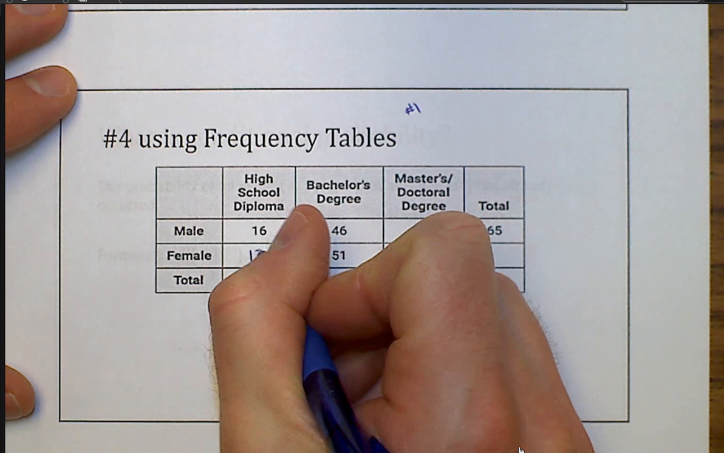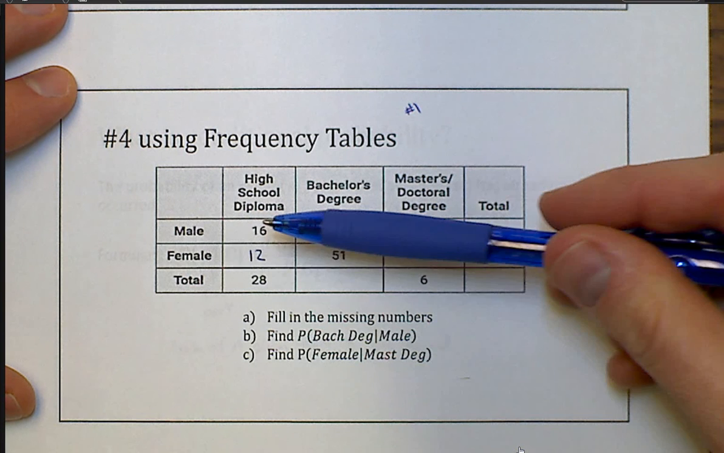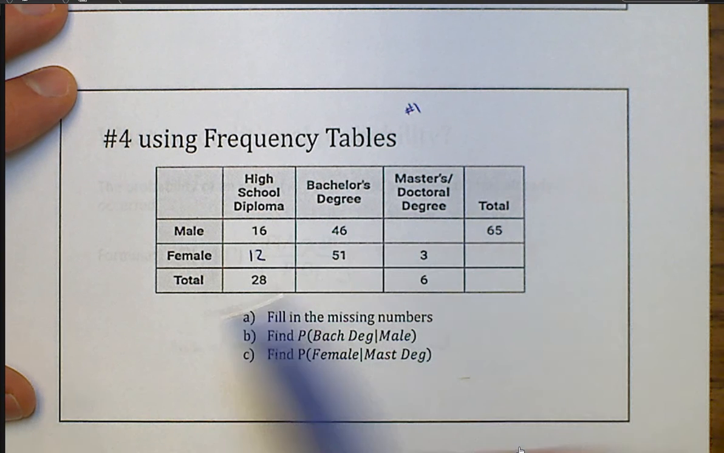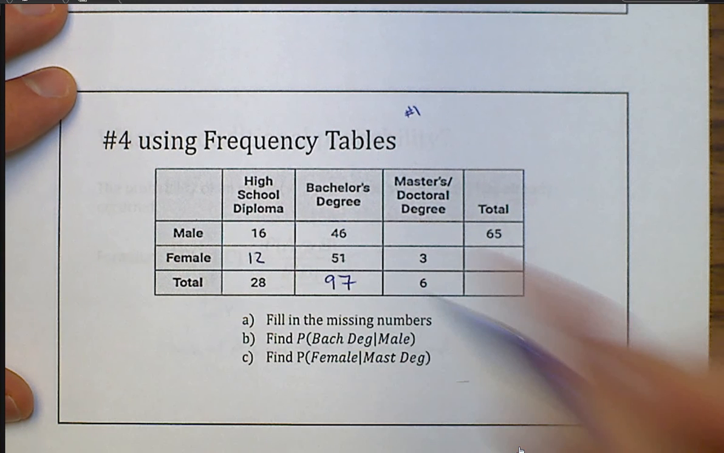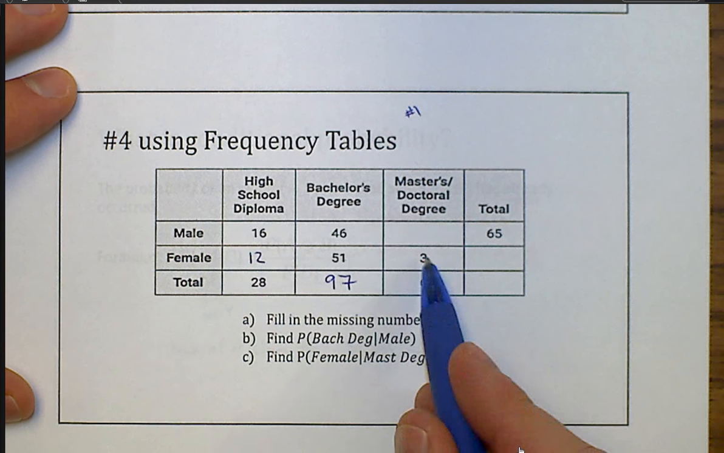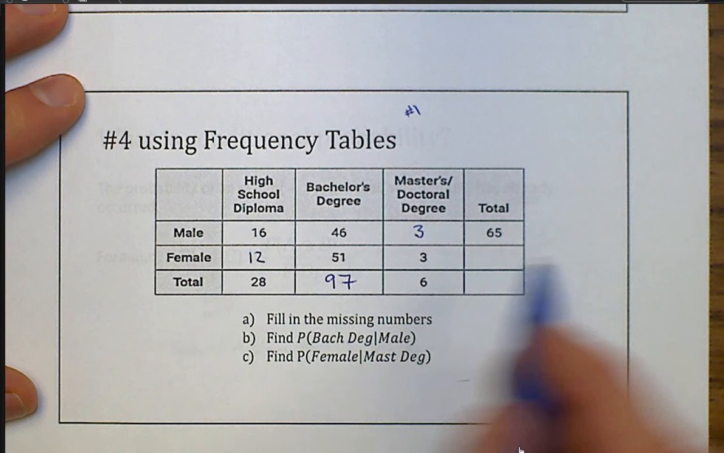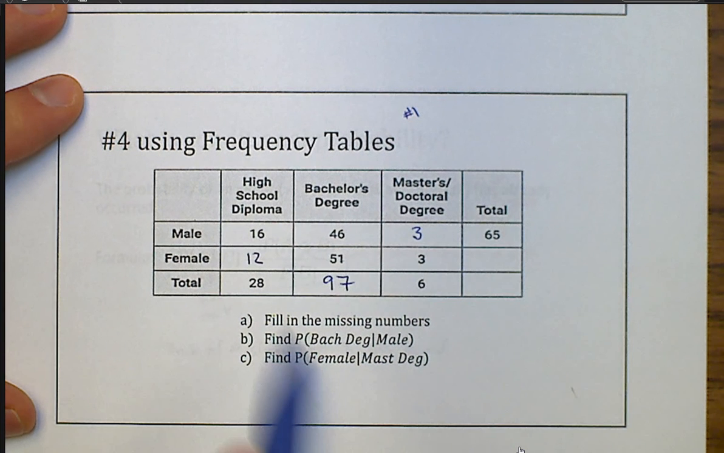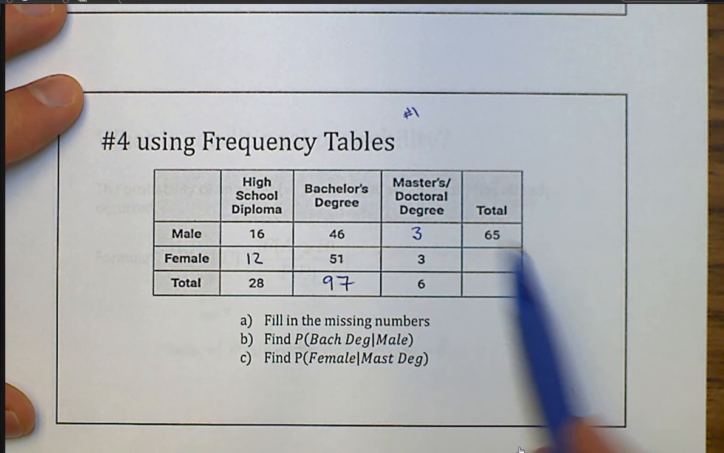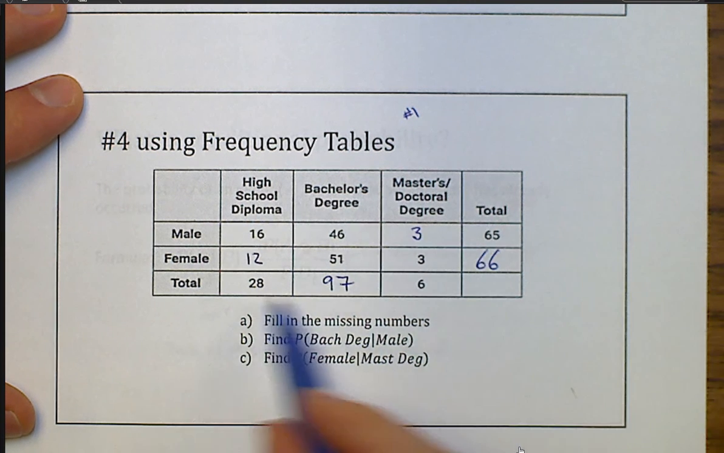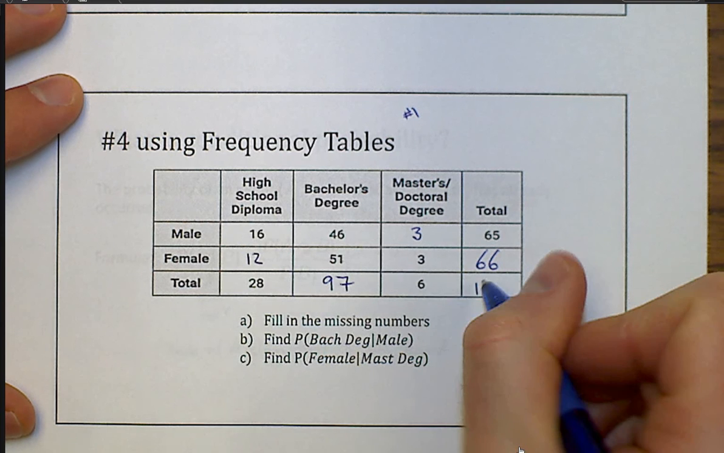This is 12. So basically you have 16 plus 12 equals 28 because that's the total. You have 46 plus 51 equals 97. The total has to be 6, so you have 3. This has to be 3. And then you have totals also going from left to right, right? 16, 46, and 3 make 65. 12, 51, and 3 make 66. And 28, 97, and 6 make 131. I hope those numbers are correct.